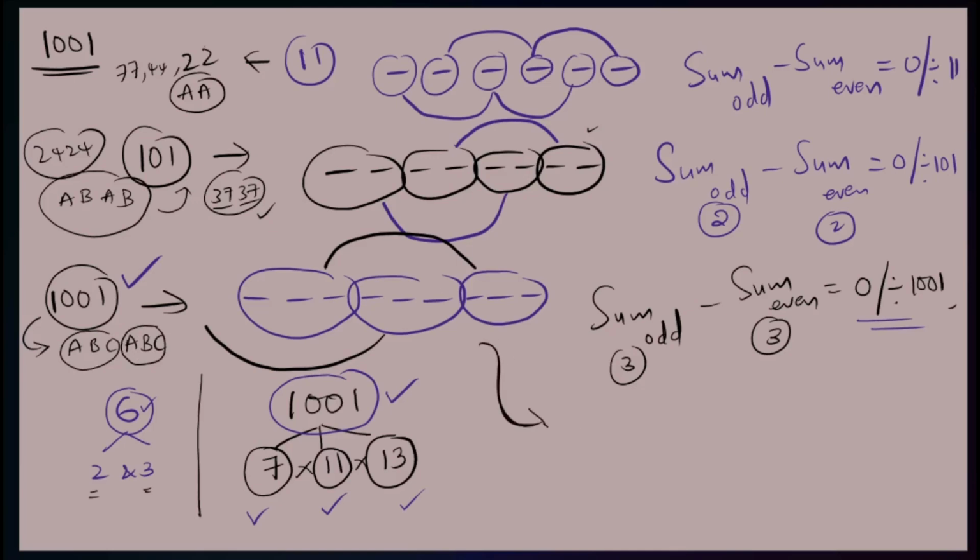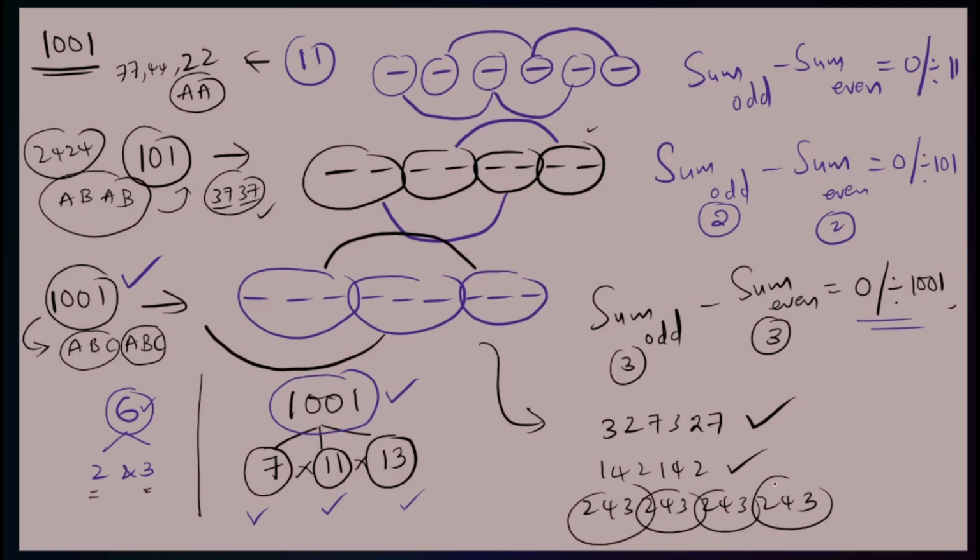So any number which looks like this, 327 327, yes, this is divisible by 1001. 142 142, yes. 243 243, yes, because this is 243 plus 243 minus 243 plus 243. I think this is very clear, right? There are several instances where questions based on this 1001 rule have been in UPSC exams. This is a very favorite topic of UPSC.